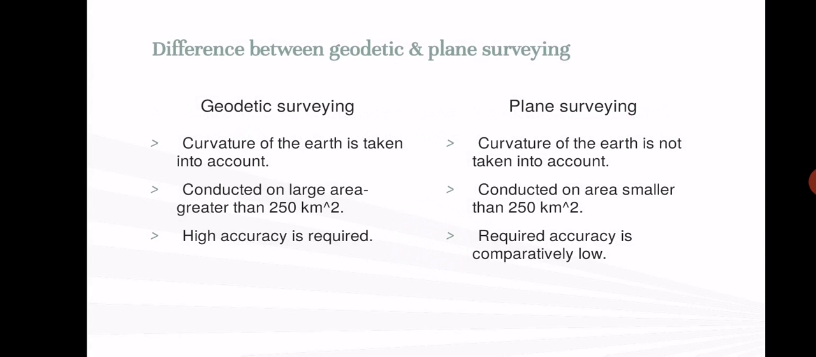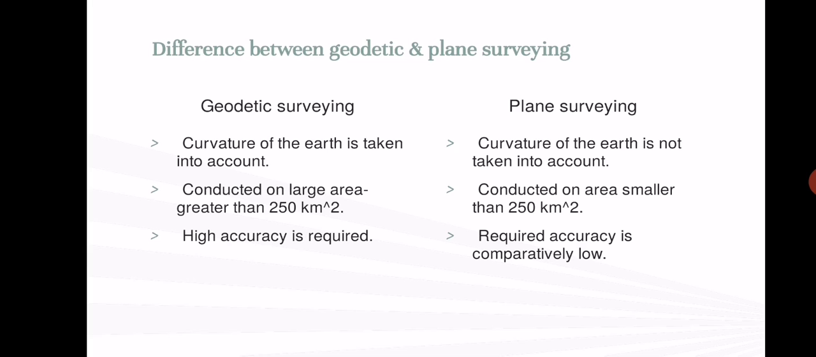Next point, geodetic surveying is conducted on a large area greater than 250 square kilometers, while plane surveying is conducted on an area smaller than 250 square kilometers. क्योंकि यहाँ पे एरिया बड़ा है 250 किलोमीटर स्क्वायर से ज़्यादा, तो यहाँ पे हमें अर्थ का कर्वेचर कंसिडर करना पड़ता है, जबकि प्लेन सर्वेइंग में हम रिलेटिवली स्मॉल एरिया जो कि 250 किलोमीटर स्क्वायर से कम है उसमें प्लेन सर्वे कंडक्ट करते हैं. So we can neglect the curvature of the earth in this case.